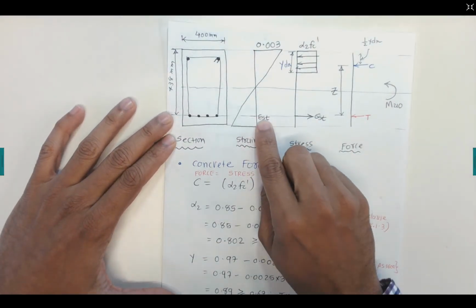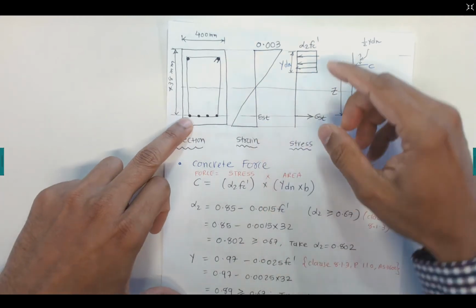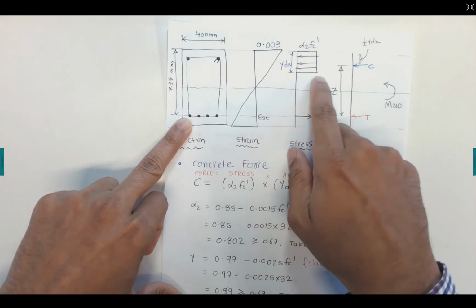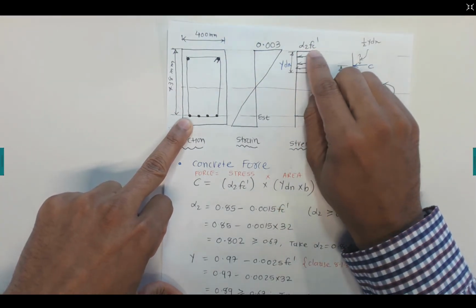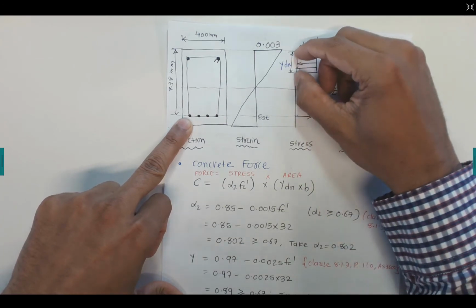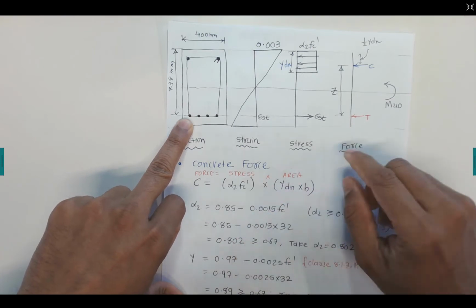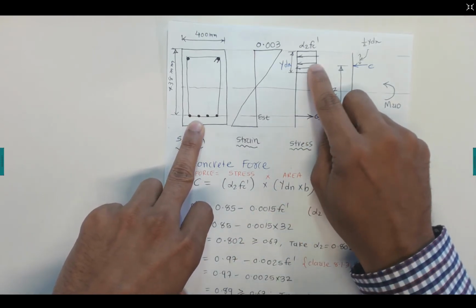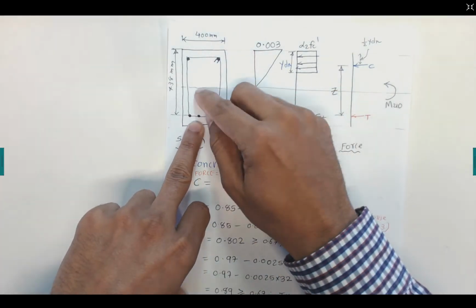And then this is the strain in the tension steel. Now we discussed the stress distributions of the concrete. The maximum stress is alpha 2 fc', and the depth of this stress distribution is gamma dn. And these are the tensile stress in the steel, and these are the compression stress in the concrete. Please note, this is the neutral axis.